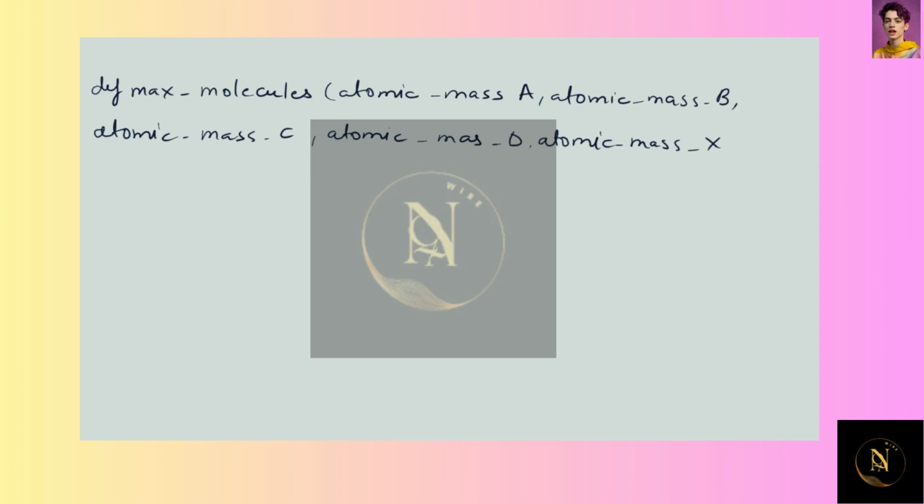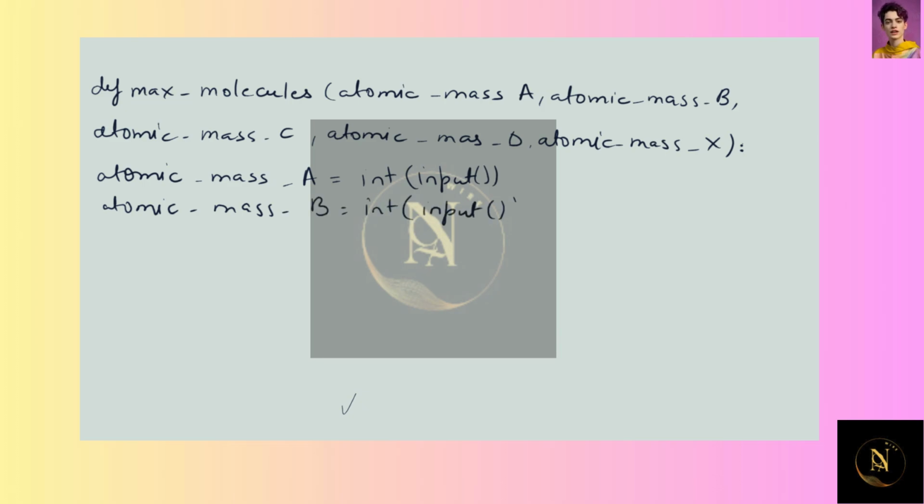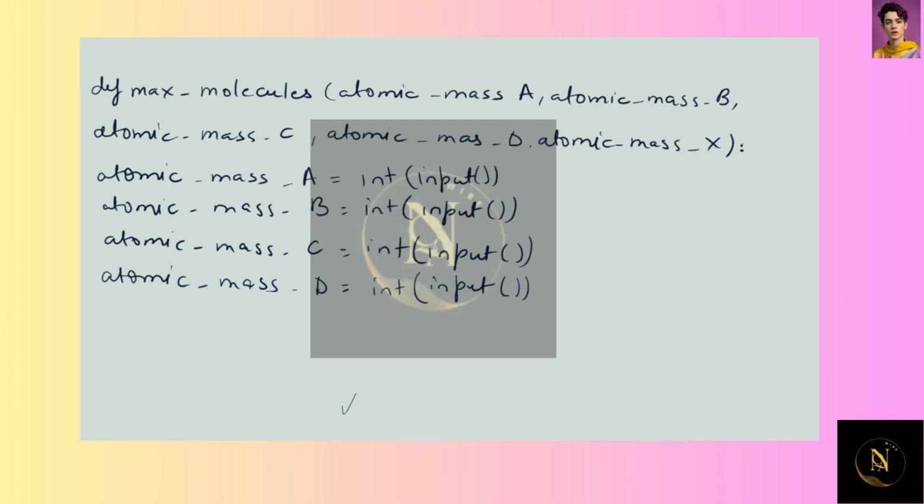Now after that we have to give input. So the input will be like: atomic_mass_A is equal to int(input()), atomic_mass_B is int(input()), atomic_mass_C is int(input()), atomic_mass_D is int(input()), atomic_mass_X is int(input()).